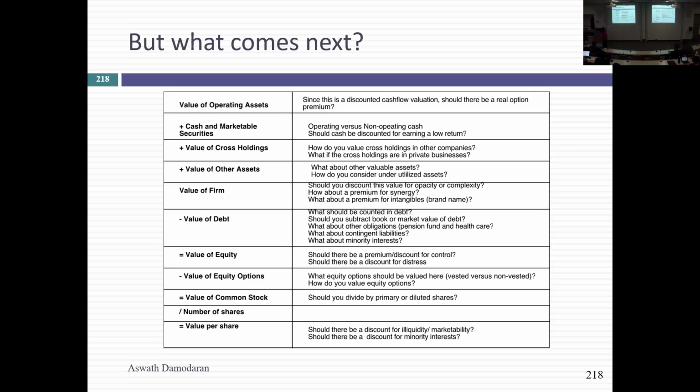I want to talk about cross holdings. For me, the nightmare in valuation is your company with lots of cross holdings in other companies. We'll talk about how you'd value cross holdings in a perfect world. So we'll go through a series of things, but I'll at least leave you with the sense of where this part of the class came from.